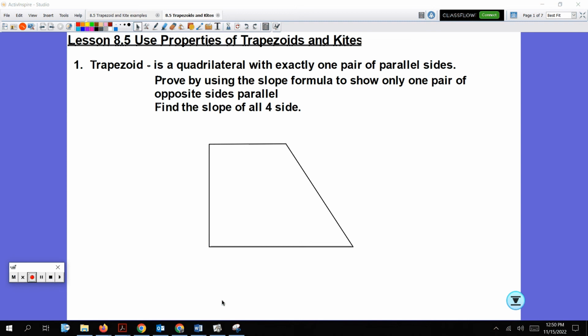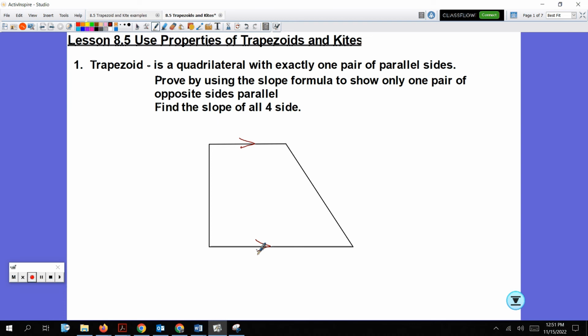All right, today's lesson is lesson 8.5. It's all about the properties of trapezoids and kites. So first, let's just look at the definition of a trapezoid. It's a quadrilateral with exactly one pair of sides that are parallel. So it's usually the bases of a trapezoid that are parallel. I always say like the top and the bottom, right? Those are parallel to each other. So that is a trapezoid.